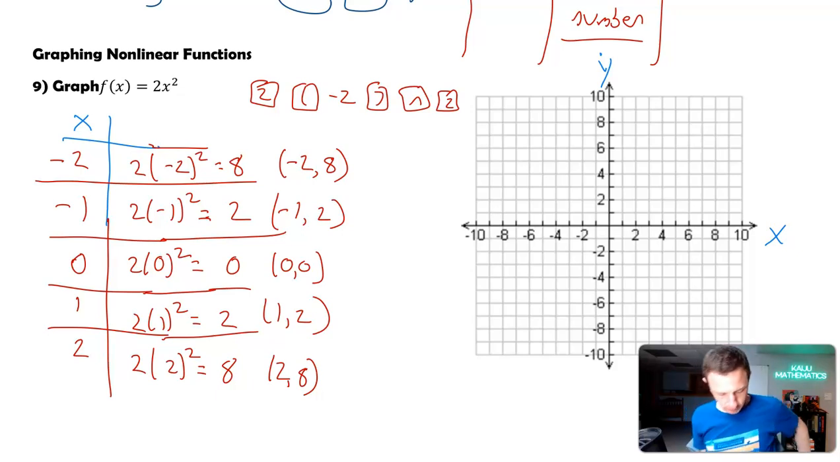Let's plot these points real quick. -2, 8 right here. -1, 2 right here. 0, 0. 1, 2, and 2, 8. So what's happening is it's going to go down, and then it's going to curve back up. This is called a parabola. It's going to go down, curve back up, and go back up the other way.